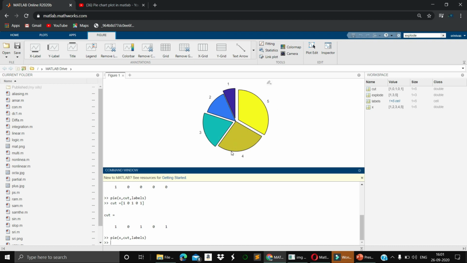You can also give names, like if you take calories, vitamin A, B, C, D, E and so on. In such a way you can design the labels as well as the explode function. It means that with the cut function you divide each and everything using the pie chart. In the pie chart this is clear. Next we will see bar graphs.